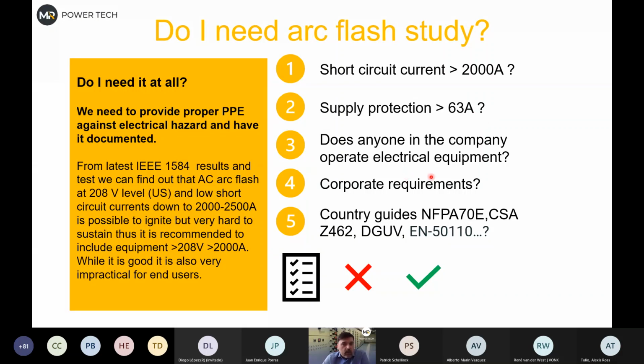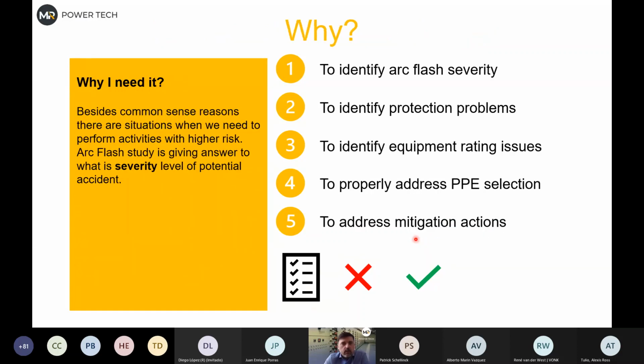Question is, does anyone in the company operate electrical equipment? And most likely, yes, there is someone. If you have any corporate requirements, if you are from US, Canada, or Australia, probably there is something. And if there are any country guides like NFPA 70E in the US, CSA Z462 in Canada, DGUV in Germany, or EN 50110 in Europe in general. So in short, the answer is yes, we need it.